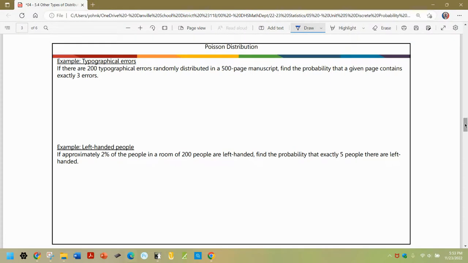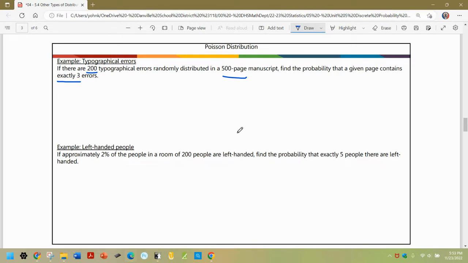If there are 200 typographical errors randomly distributed in a 500-page manuscript, find the probability that a given page contains exactly 3 errors. All right, so I have a 500-page book, and I know that within that book there are 200 errors. I want to know if I randomly open that book up to a page, that I will find exactly 3 errors. Okay, well, we can use the formula.